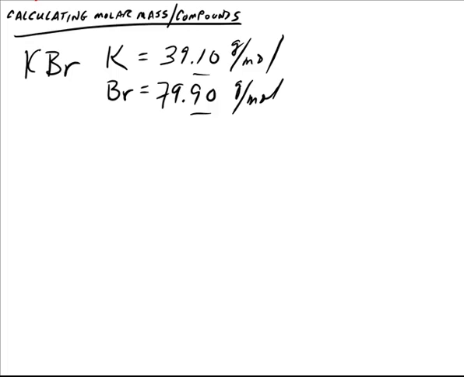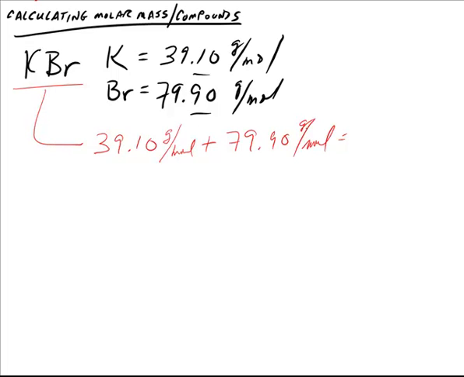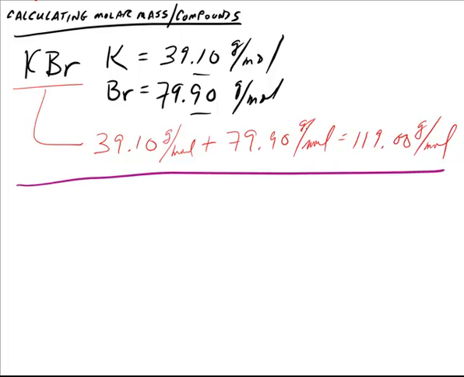Just kind of keeps it simple. So if we want the molar mass for KBr, all we're going to do is take the potassium molar mass of 39.10 grams per mole, and add the atomic mass of bromine, 79.90 grams per mole, and our answer is going to be 119.00 grams per mole as the molar mass for potassium bromide. Again, like I said, this one is fairly straightforward. So we're going to increase in complexity as we go from here.